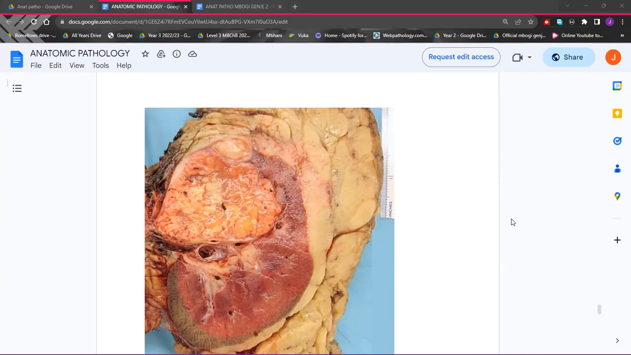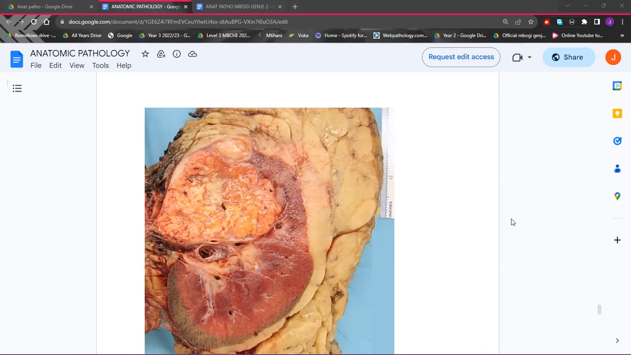Yeah, we have yellow areas. Well circumscribed. Yeah, so basically also some areas of hemorrhage and all that. Now, what could be the most likely diagnosis? Yeah, so this is renal cell carcinoma.